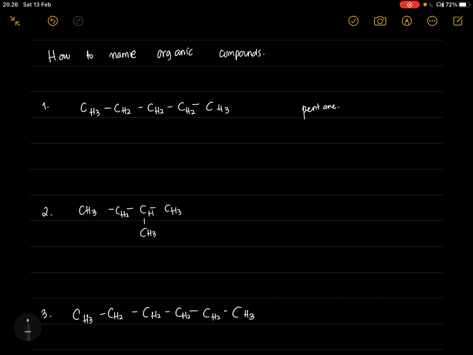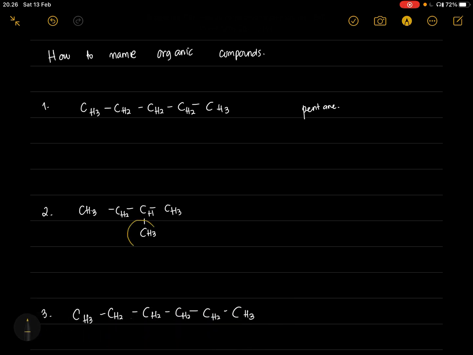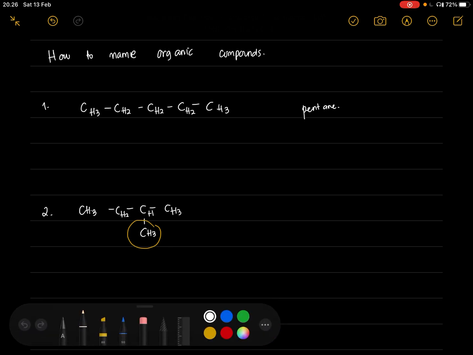And then for number 2, this is the isomer of the pentane, and then there is a one alkyl branch. So I just encircle the alkyl branch over here. Now this one is containing only one C. That's why it is called a methyl group. Therefore, the name would be 2-methyl-butane. Why is it called 2-methyl-butane?